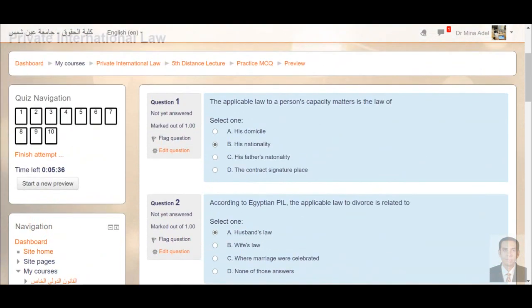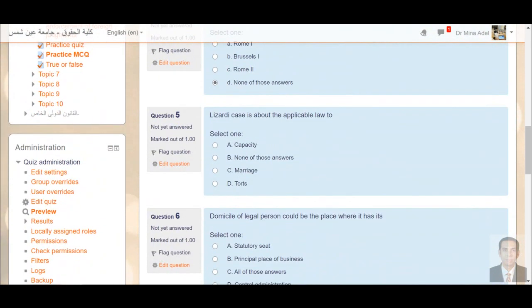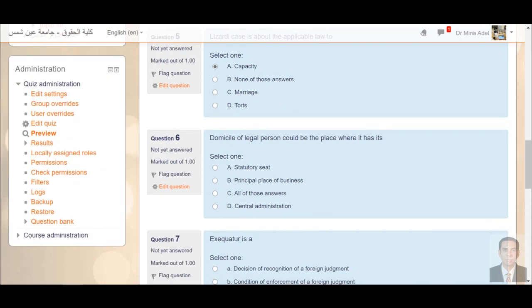Question 5: the Lizardi case is about the applicable law to. It is capacity, marriage, torts, none of those answers. So Lizardi, as you remember, is a Mexican guy, so he didn't have the capacity, so it's concerning capacity.